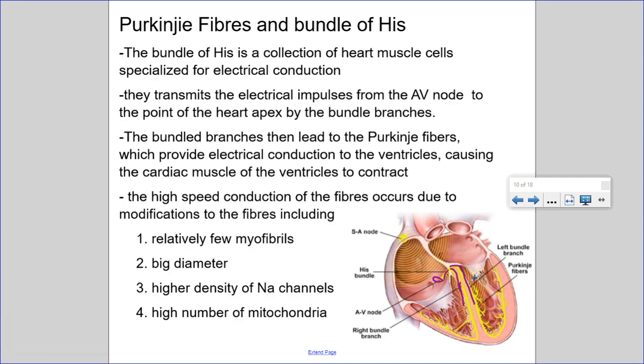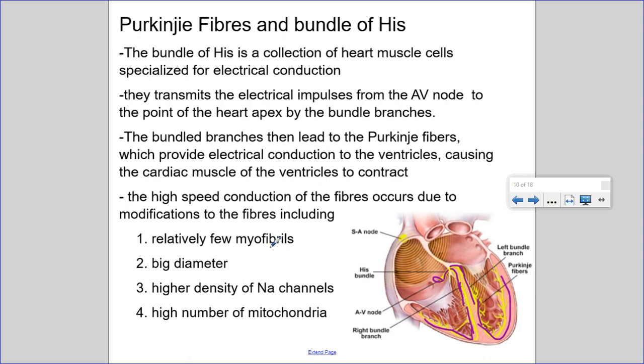So that electrical signal will pass down those bundle branches located in the septum of the heart and will travel along these fibers along the wall of the heart called Purkinje fibers. The bundle branches will lead to those Purkinje fibers, which will provide electrical conduction to the ventricles, which will cause the cardiac muscle of the ventricles to contract. So it's a signal traveling up the Purkinje fibers that will cause the ventricle to contract.